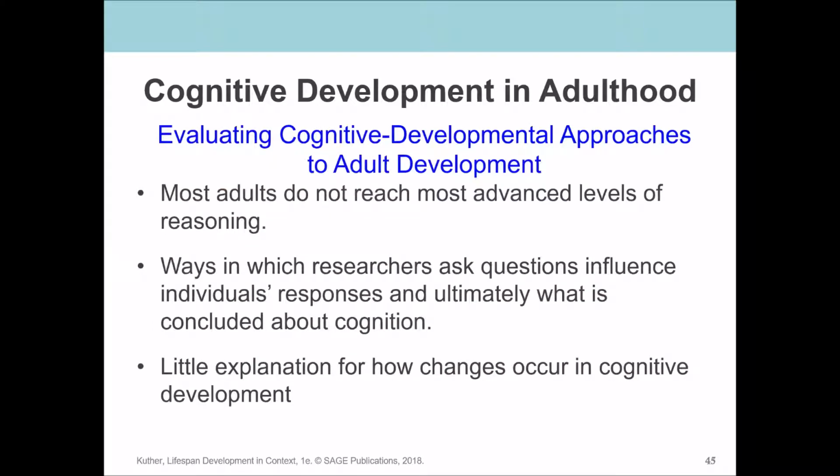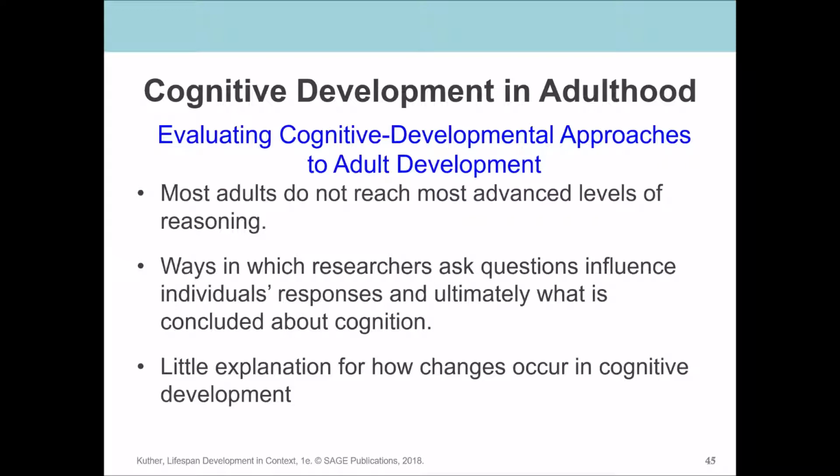So most adults don't actually reach these more advanced levels of reasoning, and it may take even graduate-level work to really get people to the point of being able to develop criteria to evaluate arguments and criticize those arguments. So it really is quite advanced thought.